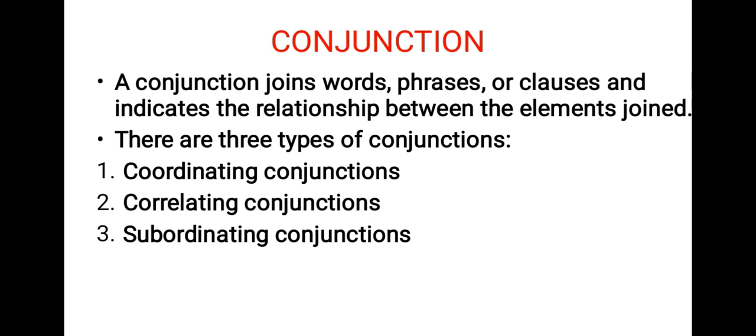Conjunction. A conjunction joins words, phrases, or clauses and indicates the relationship between the elements joined. Now conjunction here, it joins words, phrases and clauses, but it also indicates the relationship between them, that what the relationship is between them. There are three types of conjunction: coordinating conjunction, correlating conjunctions, and subordinating conjunctions.